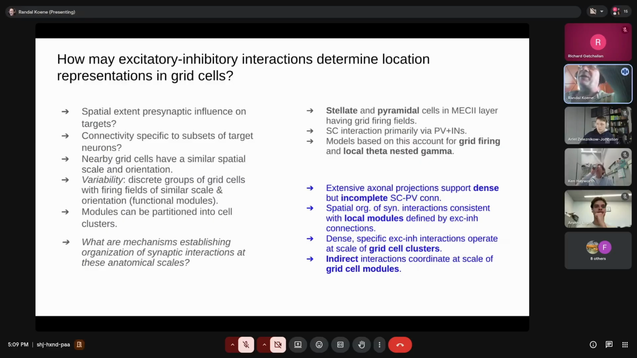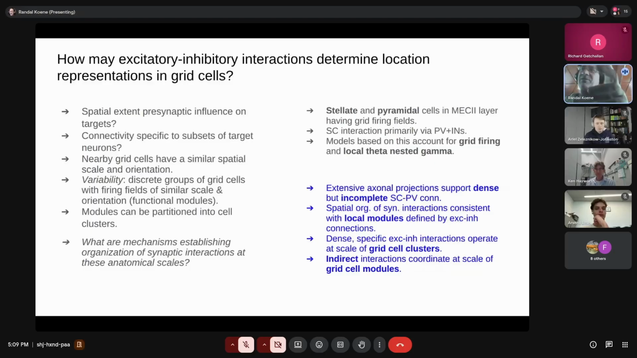So this is really a paper that's about that architecture and trying to determine what's connected to what and how things are clustering. The primary objective of the paper was how could excitatory-inhibitory interactions determine location representations in grid cells, and the approach they're using to get insight into that architecture is they're applying optogenetic stimulation, and they're doing patch clamp recording.